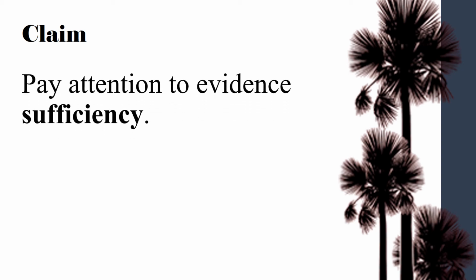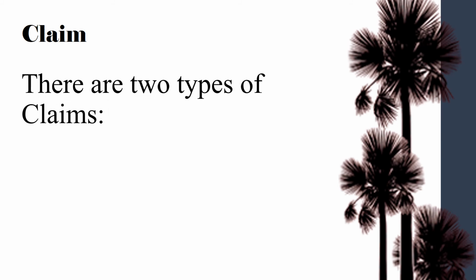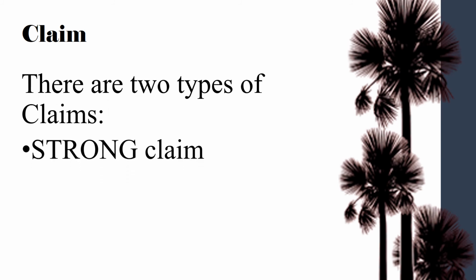For a claim to be viable, you should have data to back it up. So pay attention to evidence sufficiency when making your claim. Is there enough evidence to support your claim? Particularly important depending on the type of claim you make. There are two types of claims. A strong claim is one that needs much evidence to support. It is an all or nothing claim. For example, all boys prefer blue to pink. If even one boy prefers pink over blue, your claim is disproved.